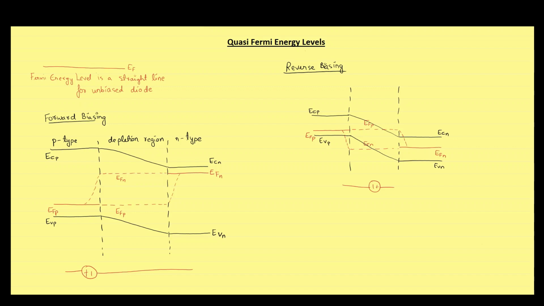I hope you have understood this much, that when we apply forward biasing, then the difference between the conduction band energy levels is q times (V0 minus Vf). The same applies in the reverse bias case.